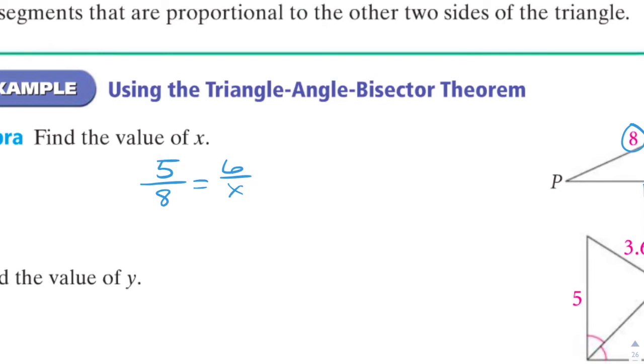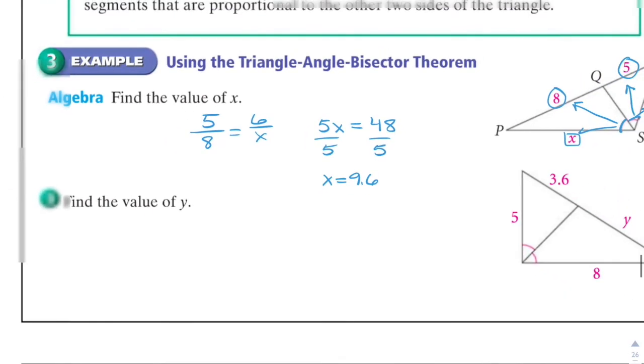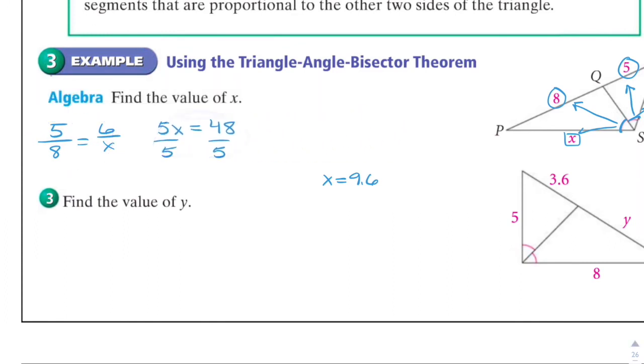So here we have 5x equals 48, and we're going to divide both by 5. So 48 divided by 5 is 9.6. And we are done.